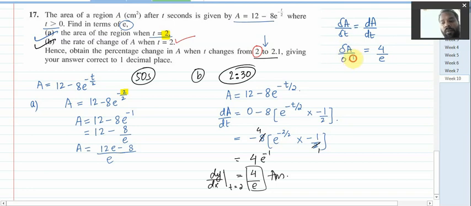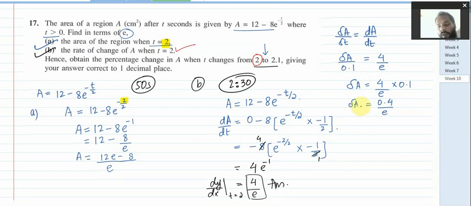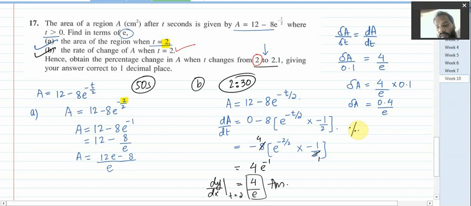Alright, so you can say that delta A is equal to 4 divided by e times 0.1. It leads to 0.4 divided by e, that is your small change in area. We have the value of change in area, right? To find out the percentage change, the working formula we have is change in area divided by initial value of area times 100.